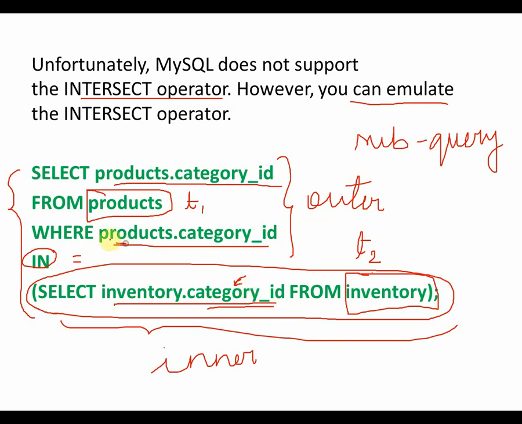Now why are we using this? So that we know whether we are referring to the category ID of the products table or the inventory table. If you don't want to write it this way, you could use aliases. For the products table you could use P, and for the inventory table you could use I. So you would say I dot category ID, P dot category ID. You can do that, or this is another method. The same query can be written in various ways.